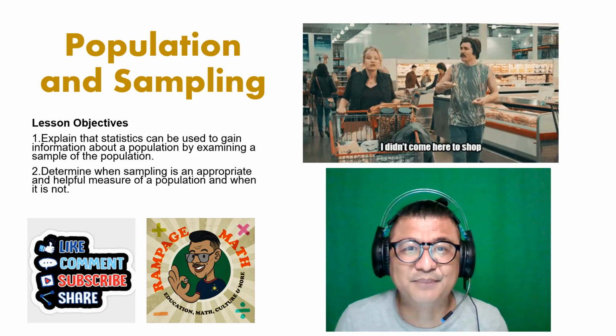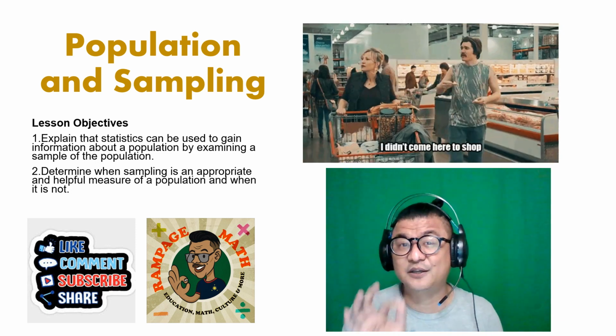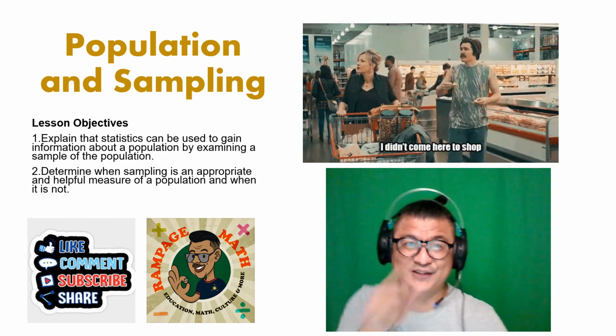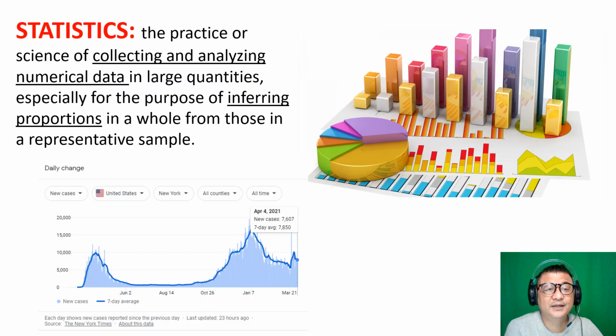Population and sampling. The sample will say something about the big population. Are you ready? Here we go. All right, so our whole unit is all about statistics. Have you heard of the word statistics? You know what? Some mathematicians are statisticians. They just focus on this and they get rich, okay? It is the practice or science of collecting and analyzing numerical data in large quantities, especially for the purpose of inferring proportions in a whole from those in a representative sample.